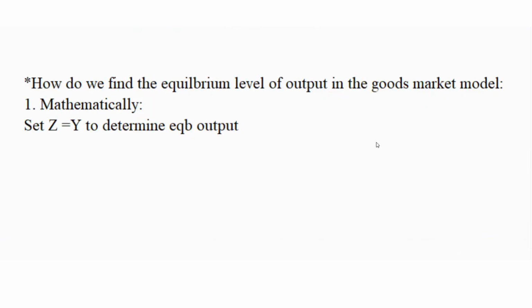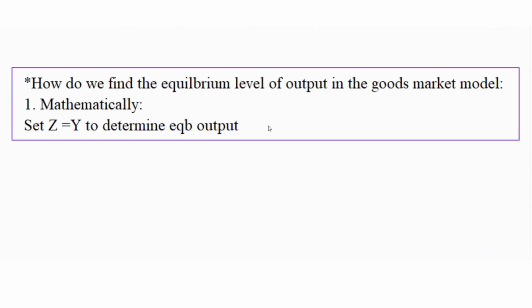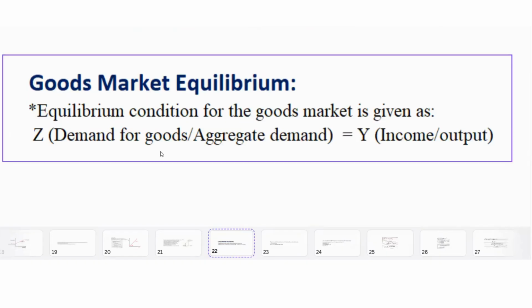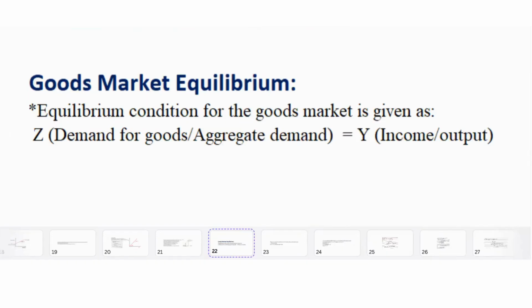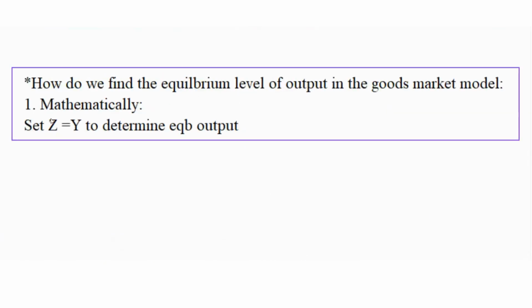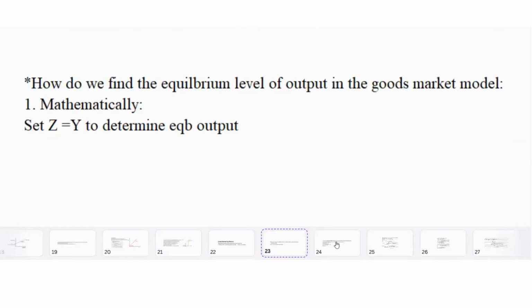So let's look at how we find the equilibrium level of output in the goods market model mathematically. Because remember, we said the goal in this model is to determine the equilibrium level of output. So let's see how we do that mathematically. We just said Z is equal to Y because, like we said, the equilibrium condition for the goods market is given as Z is equal to Y. So to find the equilibrium level of output mathematically, we just set Z equal to Y.